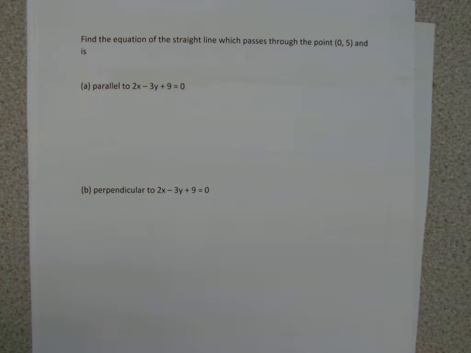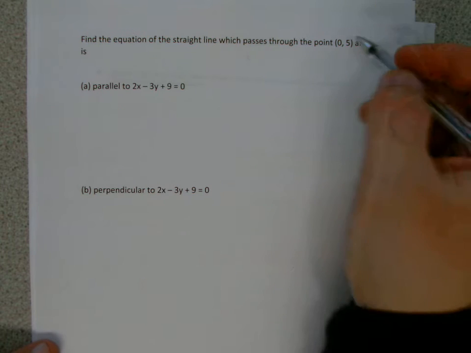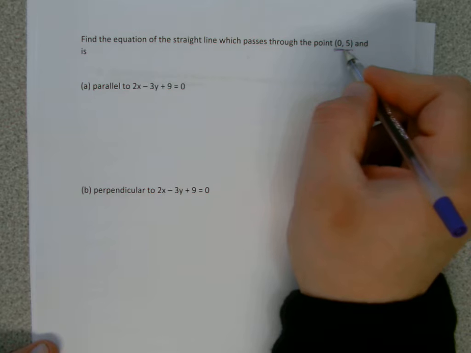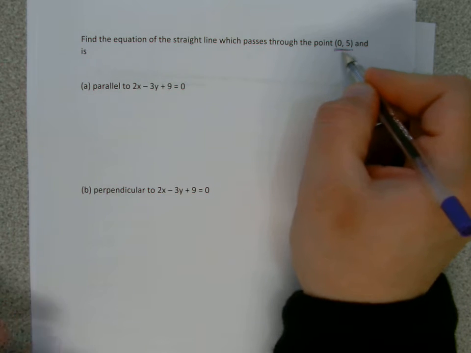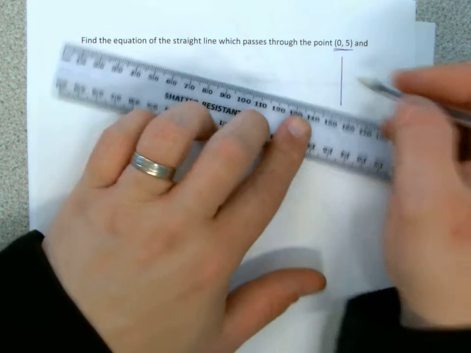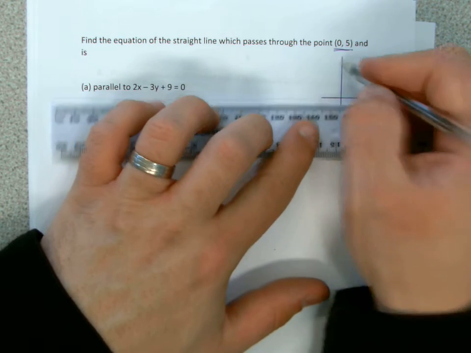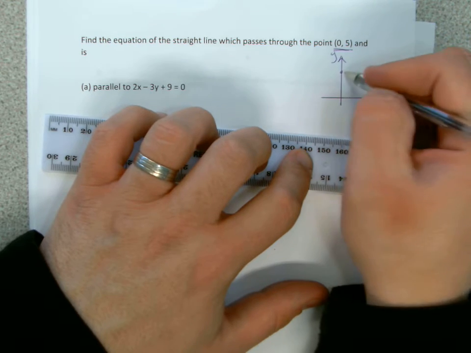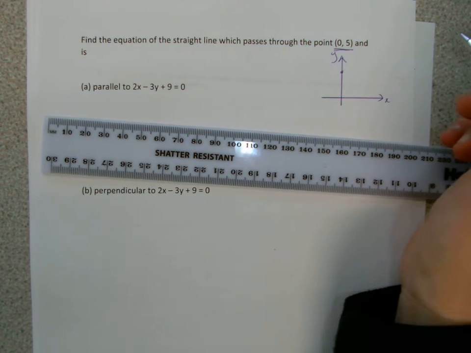Okay, find the equation of the straight line which passes through the point (0, 5) and is parallel to this one here. Now, the fact that they've told us this straight line passes through here is important, because if you think about it, that is the y-intercept, isn't it? That point is where the line crosses the y-axis, because (0, 5) would be somewhere here on the y-axis.